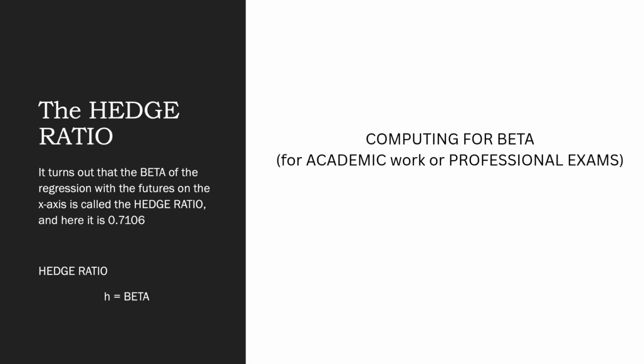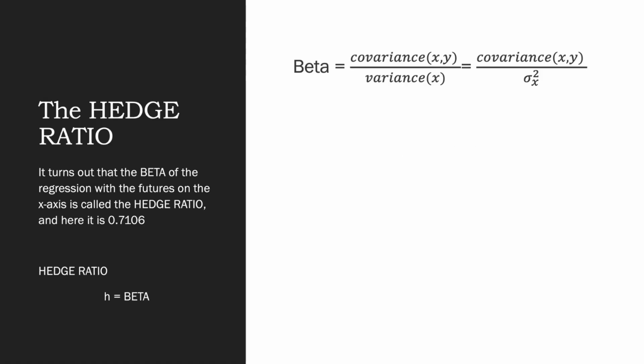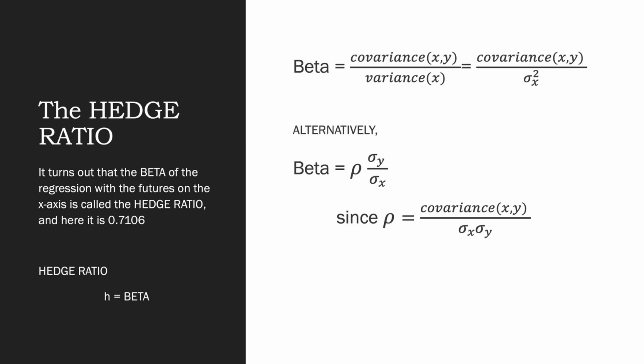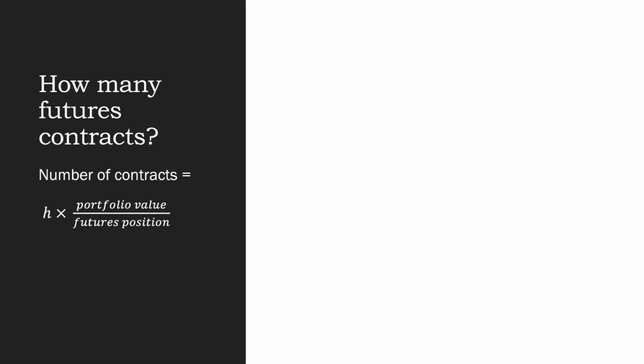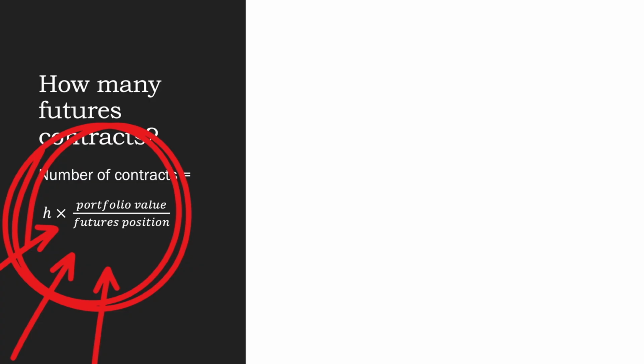Remember how to also compute for beta? It should be useful for academic exams, or say if you're taking professional certification exams such as the CFA exams. So these are the formulas. Beta is equal to covariance of x, y over variance of x, or alternatively beta is equal to the correlation coefficient rho times sigma y over sigma x. From there, the question now is how many futures contracts do we need to short? Here's what we need to know. The number of contracts would be H, or the beta, times the portfolio value over the futures contract value.